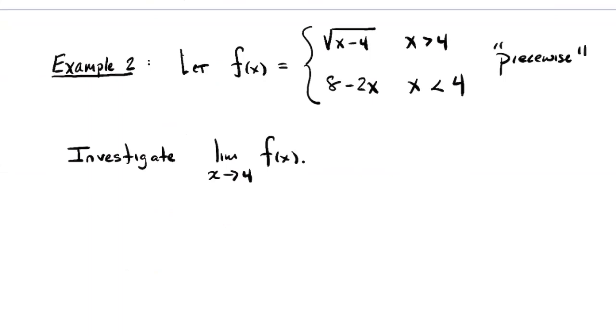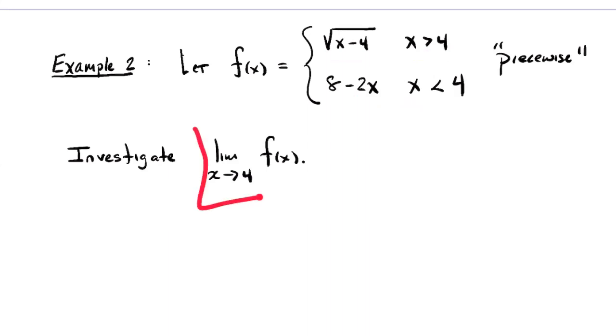What do I mean by that? I mean the function has different formulas depending on the input. If the input is bigger than 4, I calculate the output with this square root. If the input is less than 4, I calculate the output with this linear function. Notice that this function isn't even defined at 4. If x equals 4, 4 is neither bigger than 4 nor less than 4. So f of 4 isn't even defined.